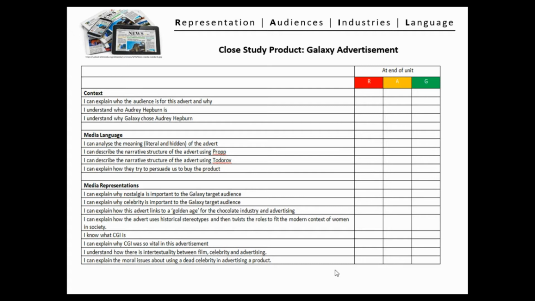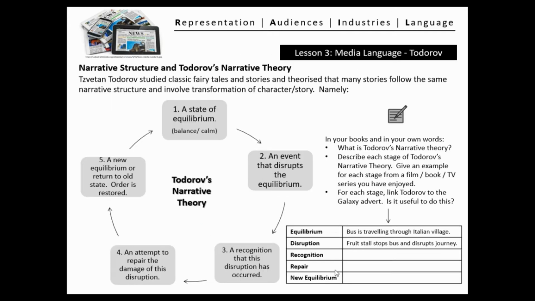So if you see that section there, by the end of the session I want you to be able to describe the narrative structure of the Galaxy advert using Propp's theory. And I want you to be able to describe the narrative structure of the advert using Todorov's theory. So today, narrative meaning storyline or plot, and structure, the way that it's ordered. So we're going to look at the order of the storyline, the plot, and Todorov's narrative theory.